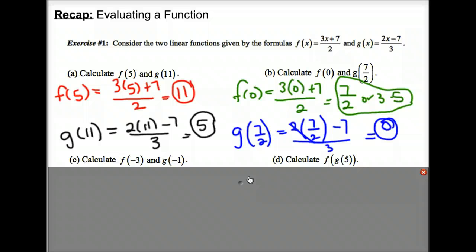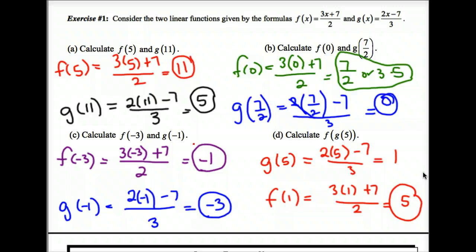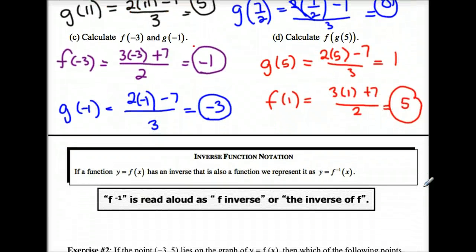Good. Now you got a chance to try this. Let's see. Did you really get -1, -3, and then a +5? Because this is a composition. So my one answer here is a 5. Excellent work, guys.